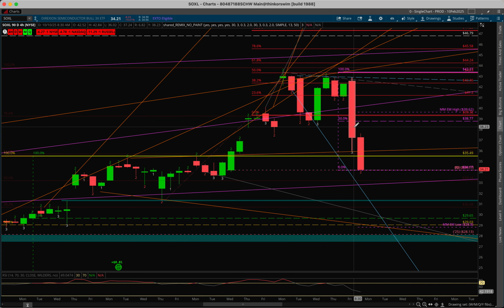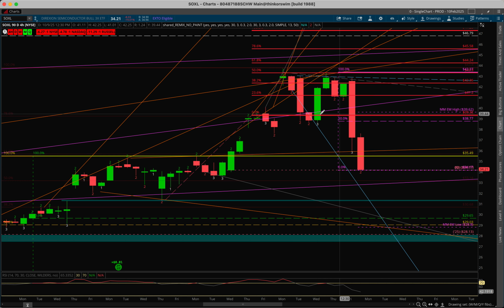Now from a strat perspective, that targets the high of the 3, which is 42.84. But again, we've got some things we've got to work through. Market makers expected move high at the very least. We've talked about before, market makers expected move high and low levels don't stop price, right? They're not the end all be all, but they are points of inflection.